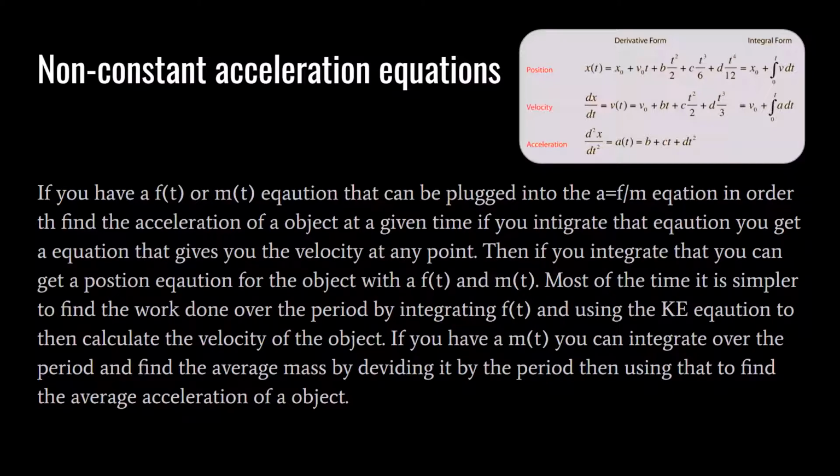Then if you integrate that, you can get a position equation for the object when f of t and m of t are known. Most of the time, it is simpler to find the work done over the period by integrating f of t and using the kinetic energy to then calculate the velocity of the object. If you have an m of t, you can integrate over the period and find the average mass by dividing it by the period, then using that to find the average acceleration of the object.